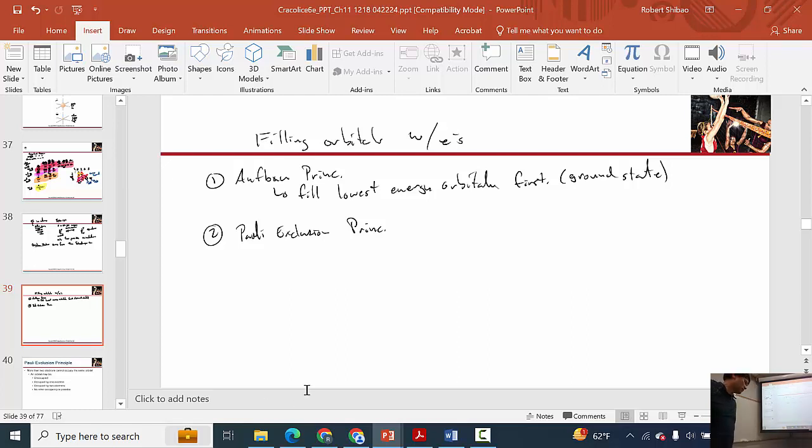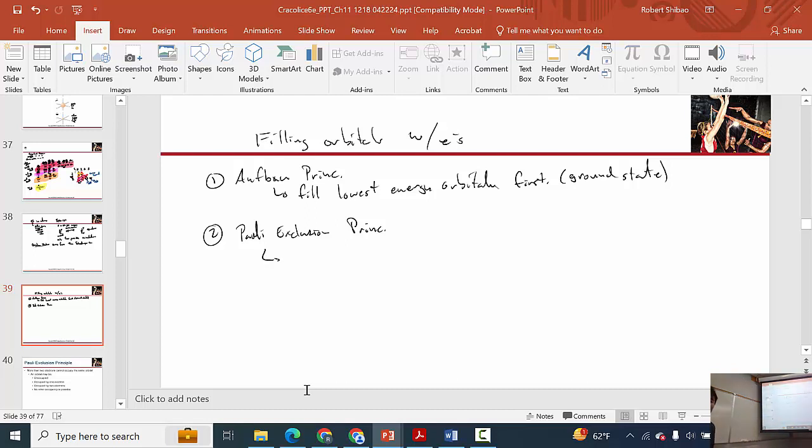Pauli is another famous person, like Schrodinger. Schrodinger is very famous because we have the Schrodinger equation. And then we have Heisenberg, the uncertainty principle. And we also have the Pauli exclusion principle. Aufbau is to start at the bottom and work the way up. But the Pauli exclusion principle says this.